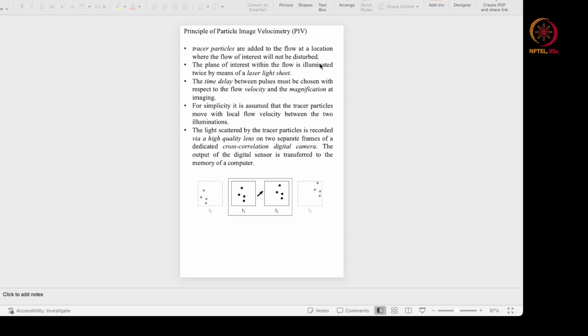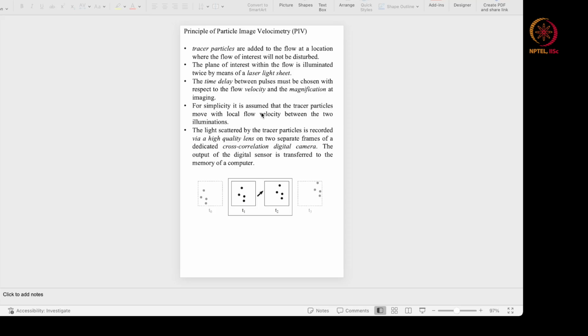A plane of interest within the flow is illuminated twice by means of a laser light sheet. Then there is a time delay between the two pulses, and that must be chosen with respect to the flow velocity and with respect to the magnification. The higher the flow velocity, the lower is the time delay between the two pulses. And it also depends on the magnification of the imaging. For simplicity, it is assumed that the tracer particles move with the local flow velocity between the two illuminations. The two pulses are so close to each other that the particles move with the local flow velocity. That is the consideration.